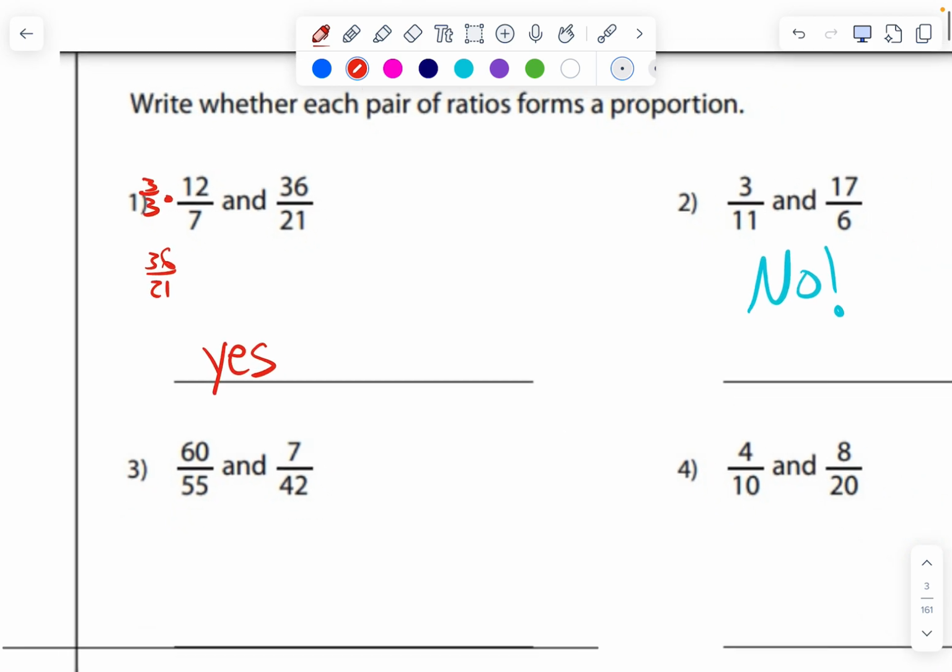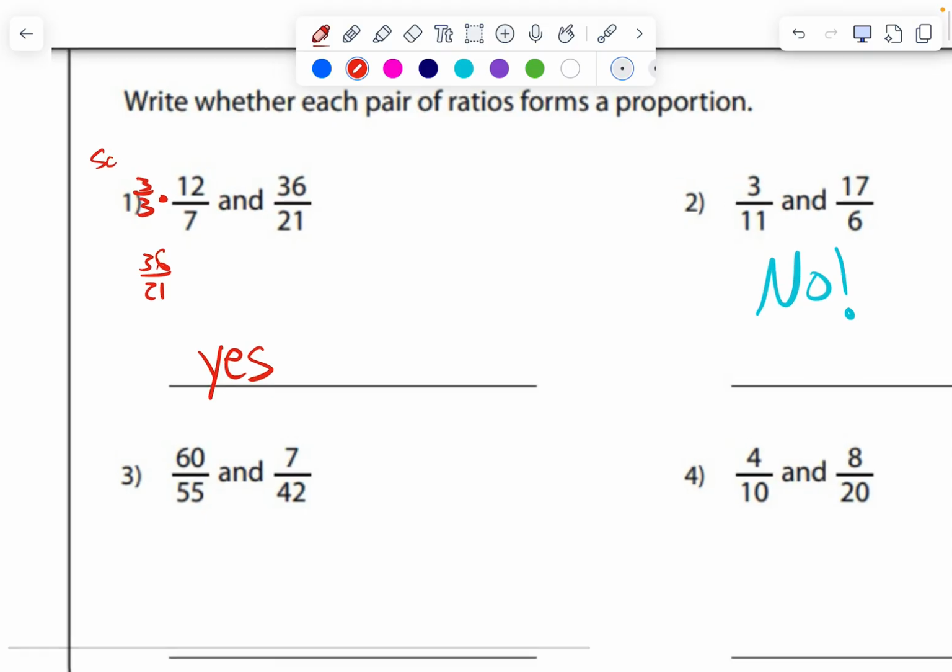Sometimes you won't see that, what we call scale factor. That's going to be a big word in this unit. This is the scale factor, but sometimes you won't see that and be able to use it to determine if two are proportional. But that's a good strategy. That's absolutely a good strategy.